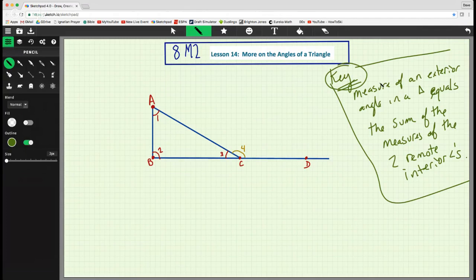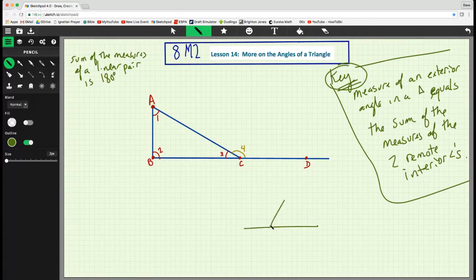So let's prove it. We're going to need two pieces of information to prove it. One is that a linear pair of angles, let's just write this better, the sum of the measures of a linear pair, the sum is 180 degrees, right?